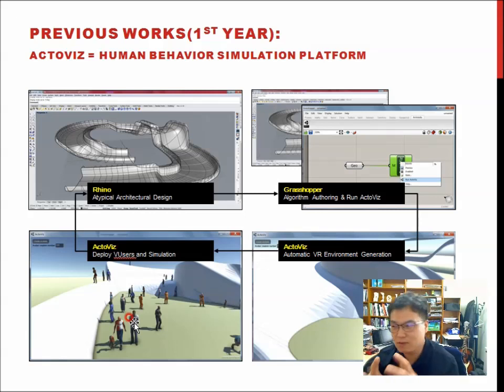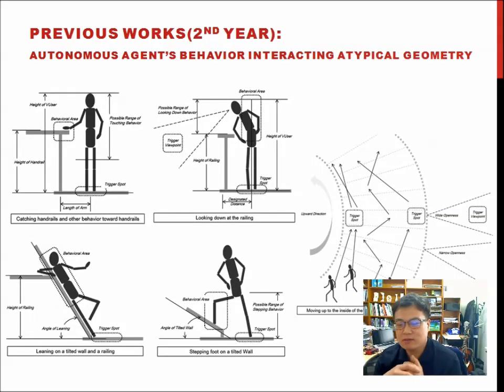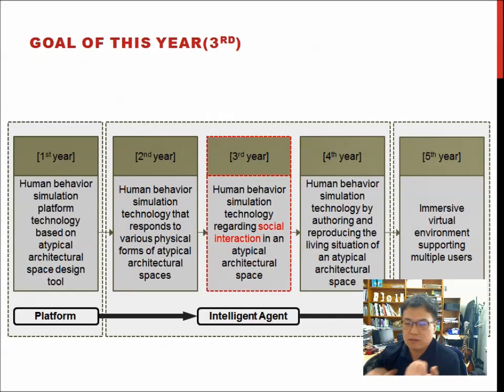Last year, for the intelligence of the agents, we developed autonomous agent behavior interacting with atypical geometry, and we developed a strategy to computerize this idea and put it into Octobeach. That was last year, and this year we are going to make social interaction in the atypical building.